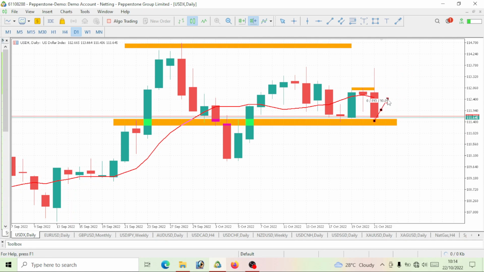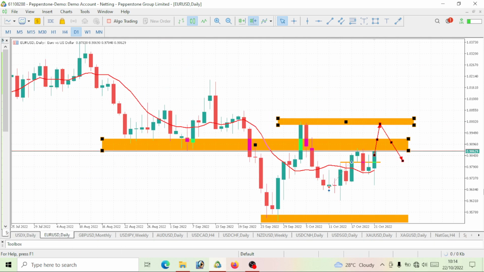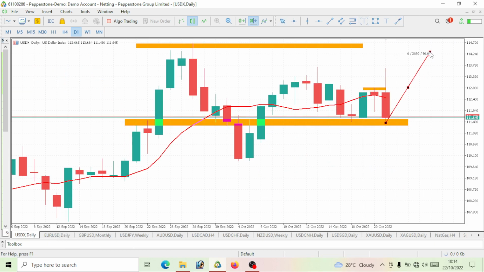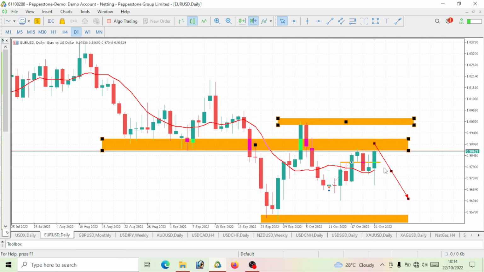So once this USD index starts pushing up, by the time the market opens, I can assure you that this Euro USD we are talking about will start giving us that bearish move. Once the USD index, this DXY, starts giving us that bullish move, then definitely we will see a bearish move on our Euro USD.